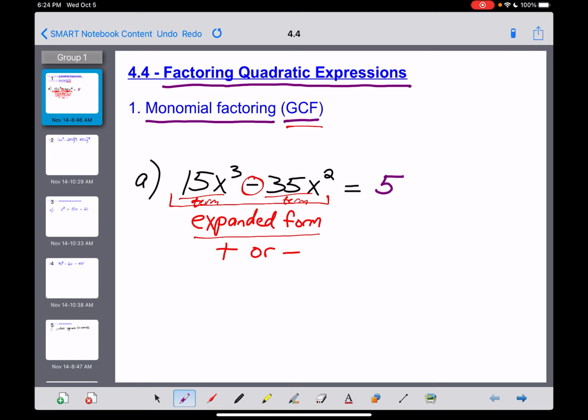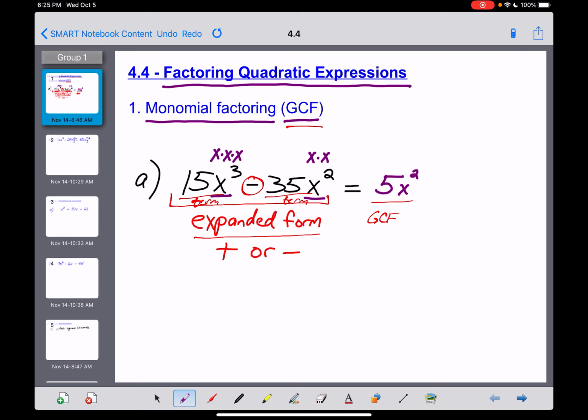Then we're going to look at the variable components. X cubed is really x times x times x, and x squared is x times x. What we want to do is pull out all of the x's, or the variable factors, that these two terms have in common. Common means they both possess them. So the question is, how many x's do both of these two terms possess? They both have 2. One of them has 3, but not the other one. So we can pull out 2 x's. So 5x squared, everybody, is our greatest common factor.